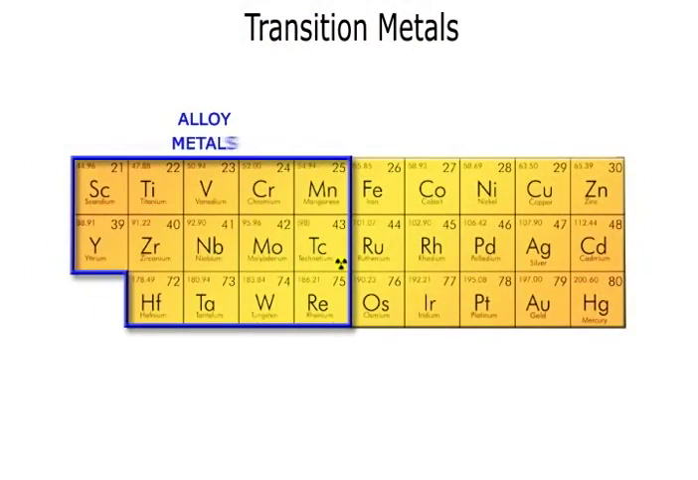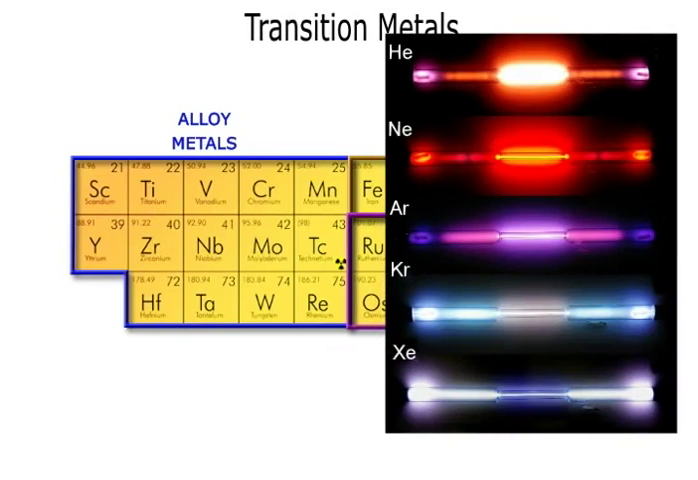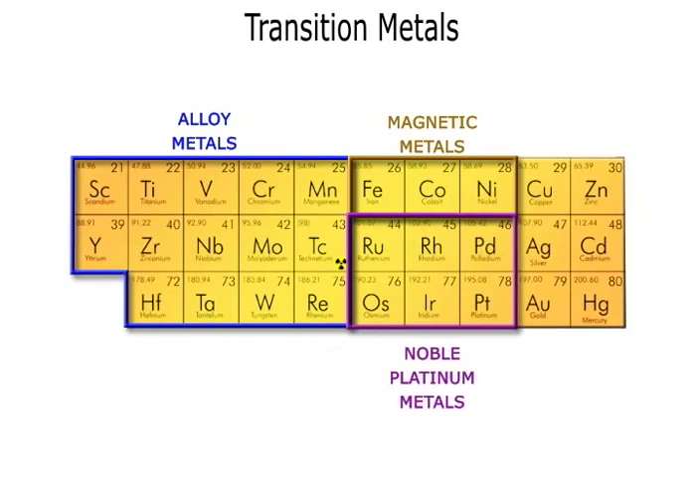The alloy metals. Even though all metals form alloys, groups 3 through 6 are especially useful in forming essential alloys with iron and other elements. The magnetic metals. Iron, cobalt, and nickel are the magnetic metals. They are the only pure elements that are magnetic and that can be made into permanent magnets at room temperature. The noble platinum metals. Just like we have non-reactive noble gases over here, so there are also 6 non-reactive noble metals clustered down here, right under the magnetic metals.